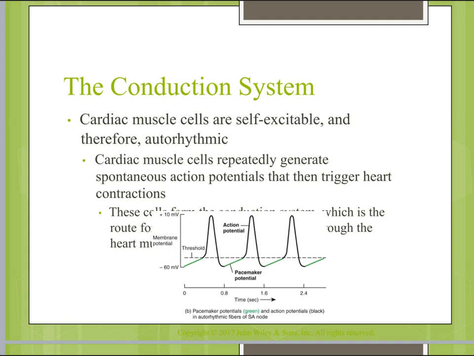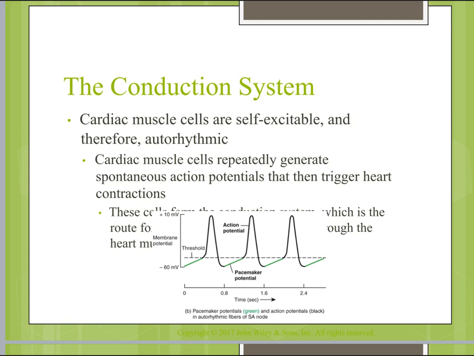So we're going to continue with the heart by looking at the how. How does the heart contract? How does it beat? And this brings us to the conduction system of the heart. Now there are cardiac muscle cells, the ones we've been talking about. They are self-excitable and therefore autorhythmic. So that's important, that autorhythmicity of the heart. Now, these cardiac muscle cells repeatedly generate spontaneous action potentials, and these spontaneous action potentials are going to trigger the heart contractions.